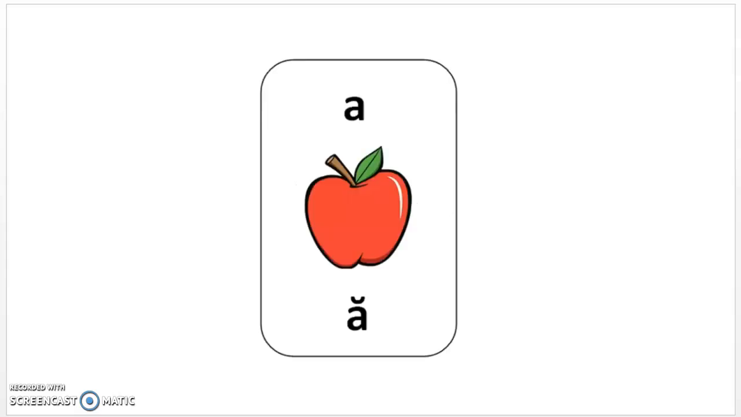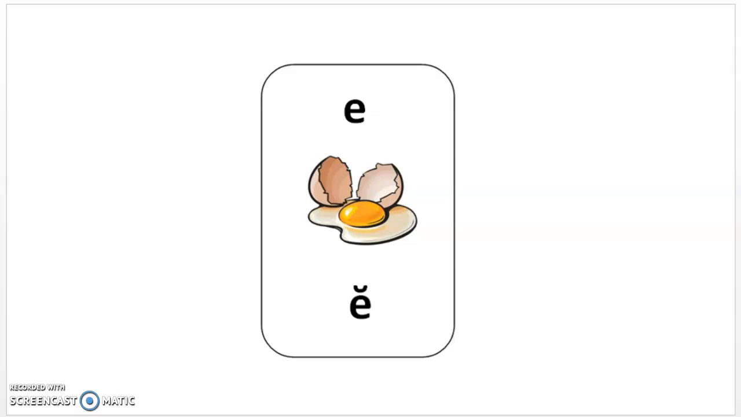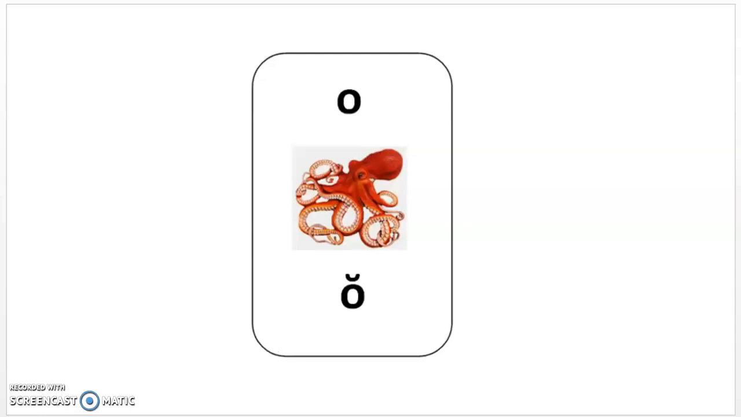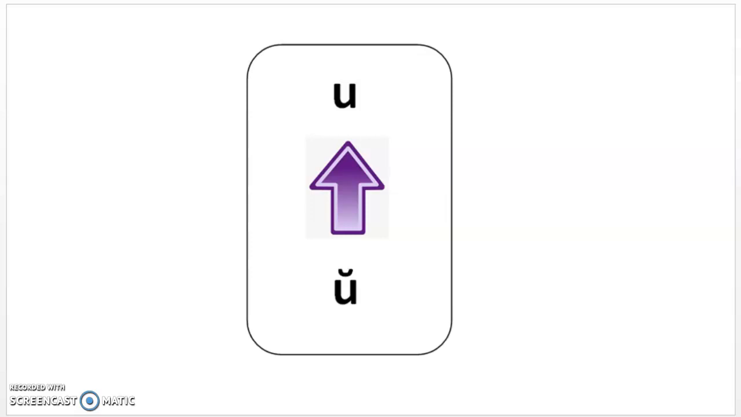A, apple, ah. E, egg, eh. I, itch, ih. O, octopus, ah. U, up.